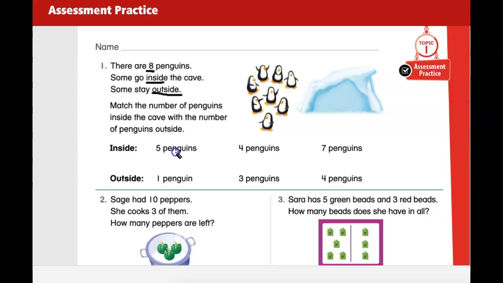So for example, if I was going to draw a line from 5 penguins inside to 1 penguin outside, that would be 5 plus 1 equals 6. So this could not work because I have to have 8 penguins. So I need to draw a line from 5 penguins to a number down here that would equal 8. So I'm going to erase that. So when you finish answering this question, you should have 3 lines connecting an inside and an outside number.